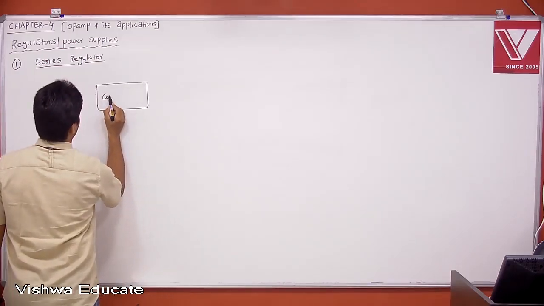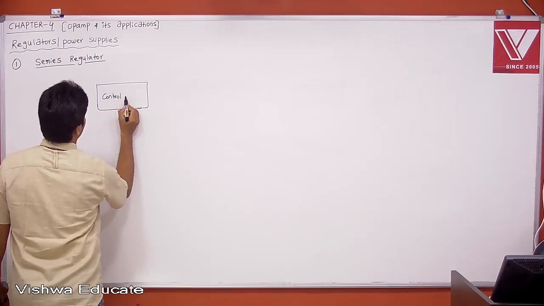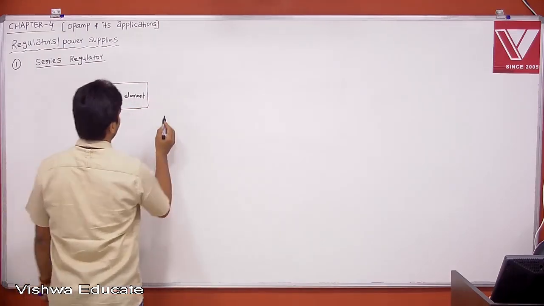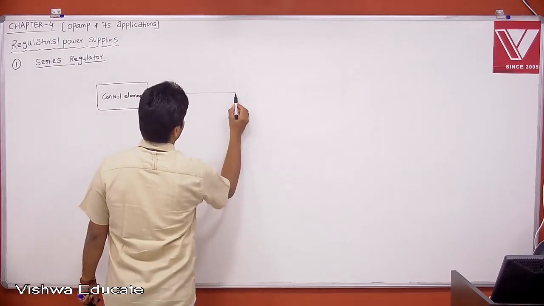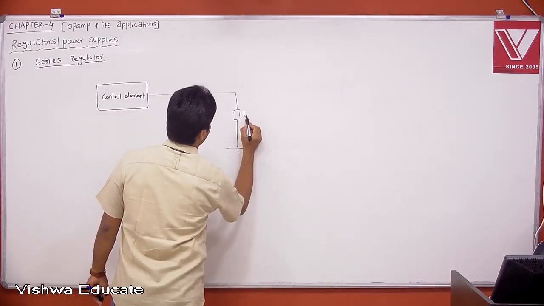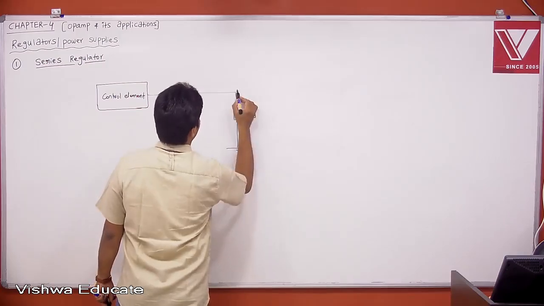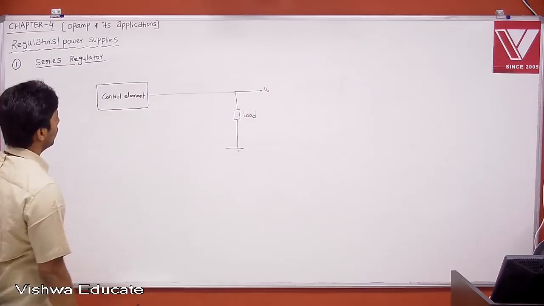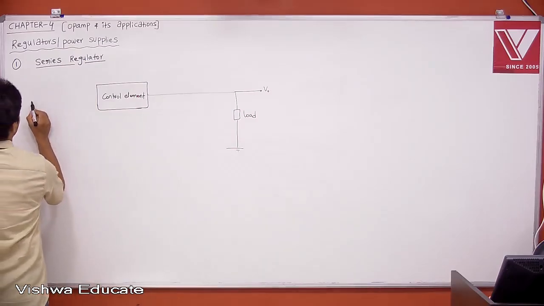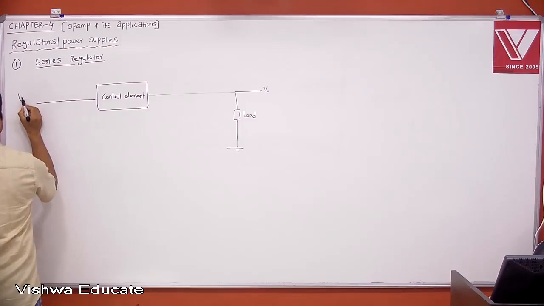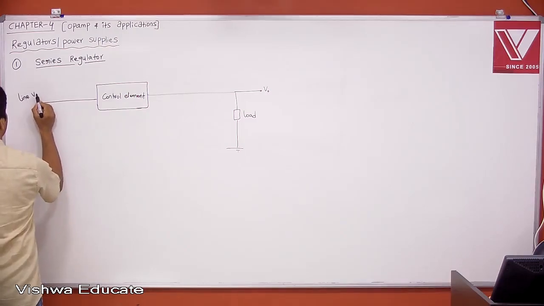This is the control element. The control element will be in series between your input and output. Therefore, let us say this is the load, and this is your output voltage, V0. Now this is our line voltage. Just observe.